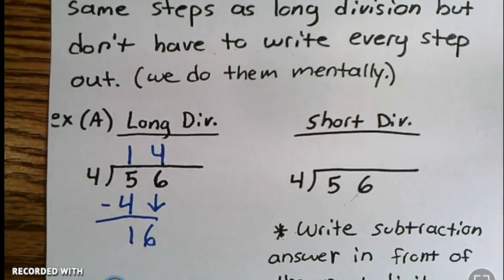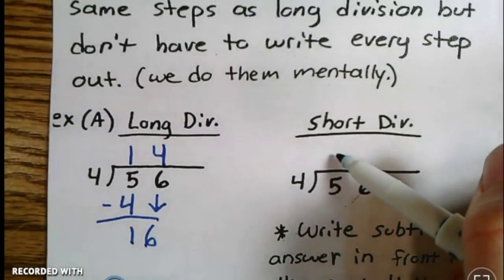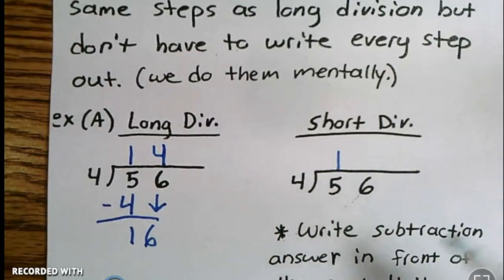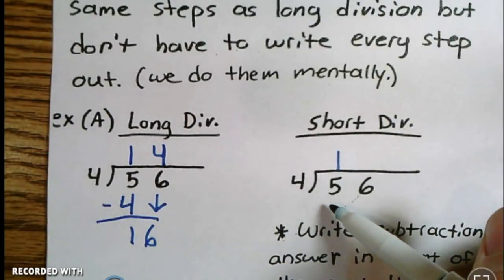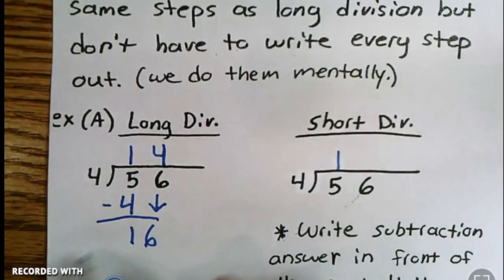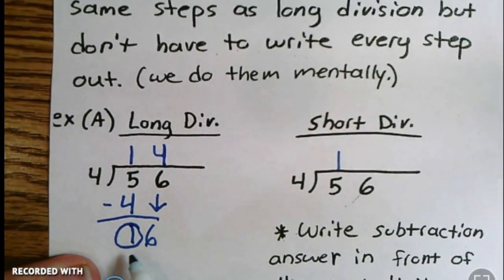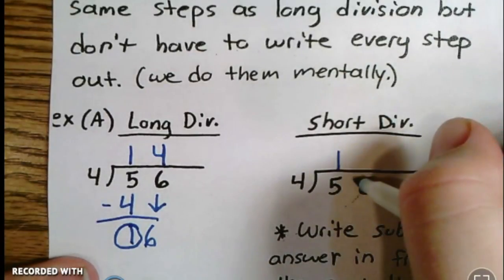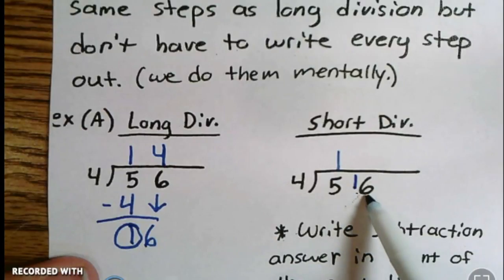Now watch how we can do this with short division, okay? I start the same way. 4 goes into 5 1 time. Now I'm going to do the next 2 steps in my head mentally. 4 times 1 is 4. 5 minus 4 is 1. That's what I got right here, the remainder, right? But instead of writing that all out down here, I'm just going to write my remainder right there in front of the next digit.